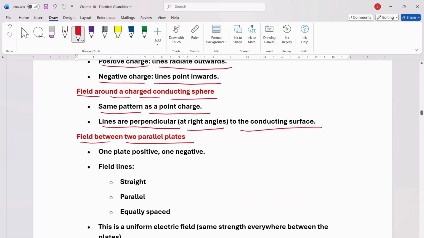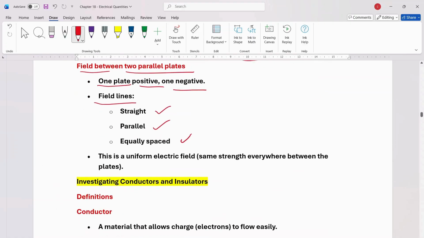Field between two parallel plates. One plate positive, one negative. Field lines are straight, parallel, and equally spaced. This is a uniform electric field. Same strength everywhere between the plates.